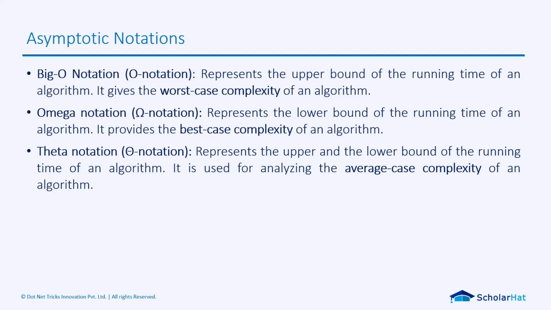Omega notation is denoted by this symbol, as you can see. It represents the lower bound of the running time of an algorithm. It provides the best case complexity of an algorithm. Theta notation, represented by theta, represents both the upper bound and the lower bound of the running time of an algorithm. So it is used to analyze the average case complexity of an algorithm.